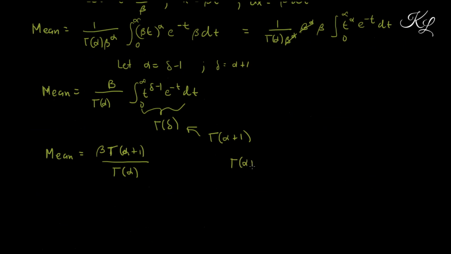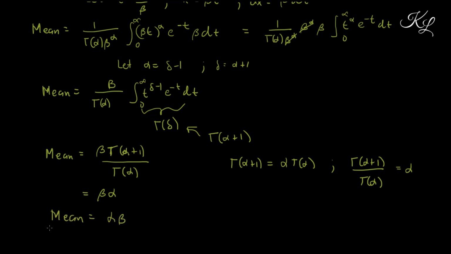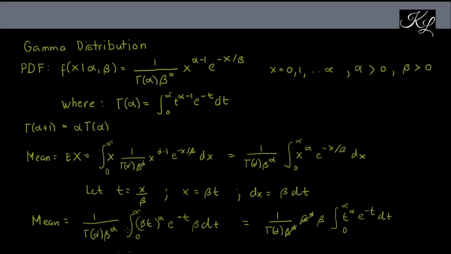Gamma of alpha plus 1 is equal to alpha times gamma of alpha. Then gamma of alpha plus 1 over gamma of alpha is equal to alpha. So we can use this one for this one. So we have beta alpha, or we can rearrange that as alpha beta. That's our mean for this gamma distribution.